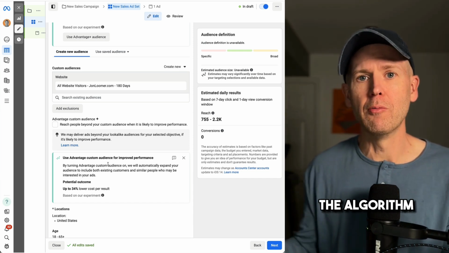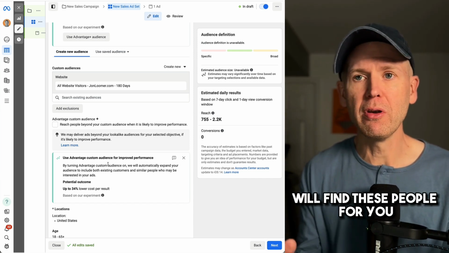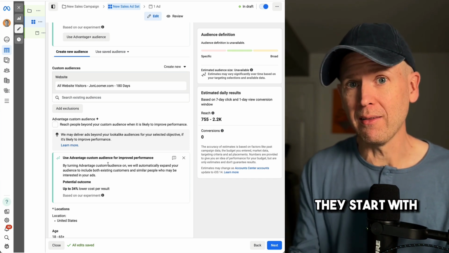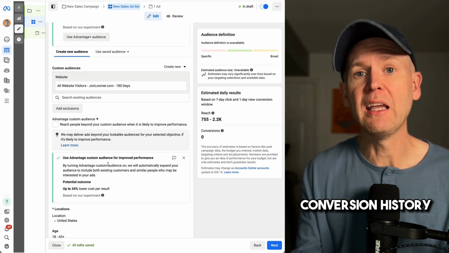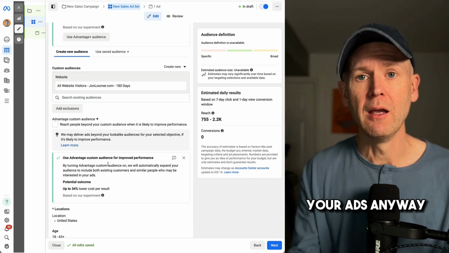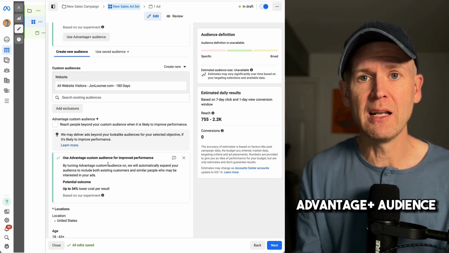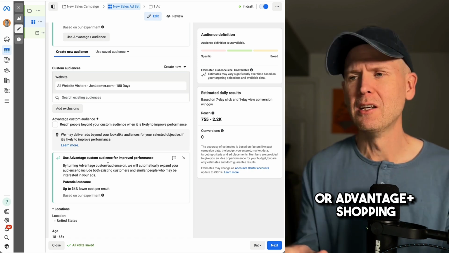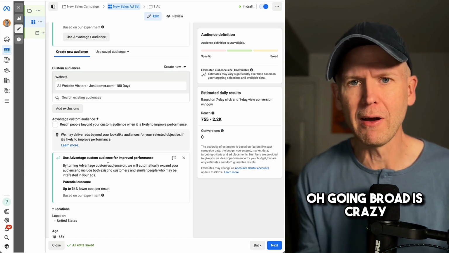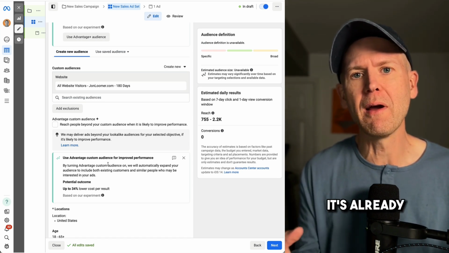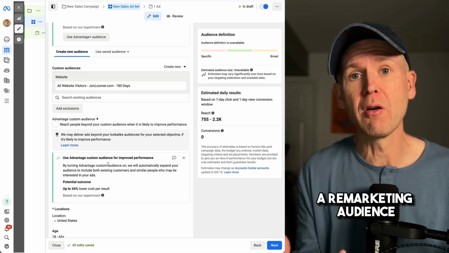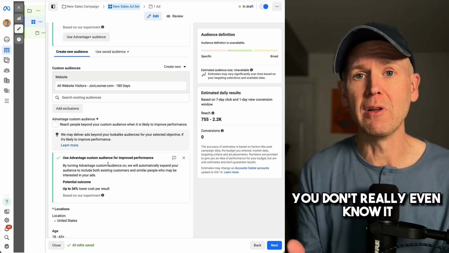The algorithm will find these people for you. They start with your pixel activity, conversion history, engagement with your ads anyway, if you're using Advantage Plus Audience or Advantage Plus Shopping. So when they think, oh, going broad is crazy, it's not really entirely going broad. It's already starting with a remarketing audience, even though you don't really even know it.